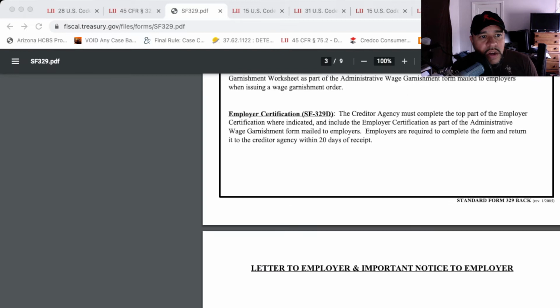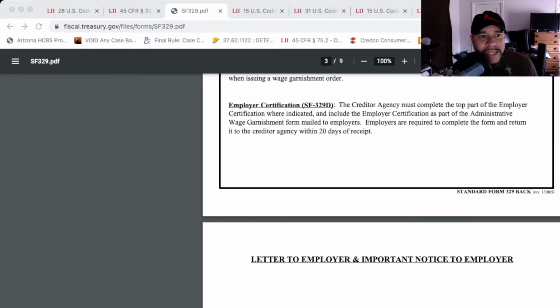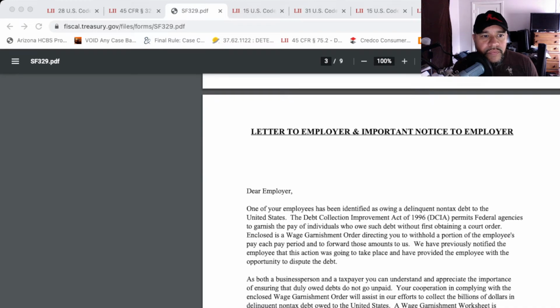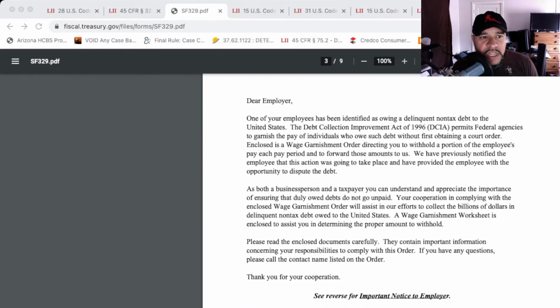Now, the employer certification, the SF 329D: the creditor agency must complete the top part of the employer certification where indicated and include it as part of the administrative wage garnishment form mailed to employers. Employers are required to complete the form and return it to the creditor agency within 20 days of receipt. So this is what it says: employees identified as owing a delinquent non-tax debt, right?